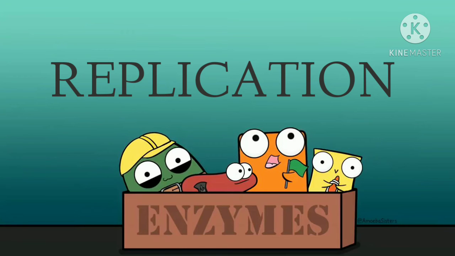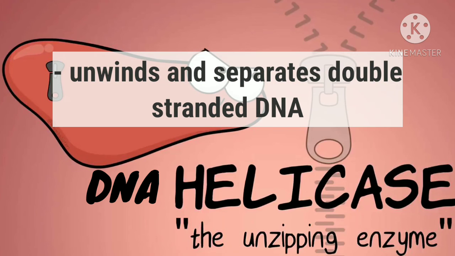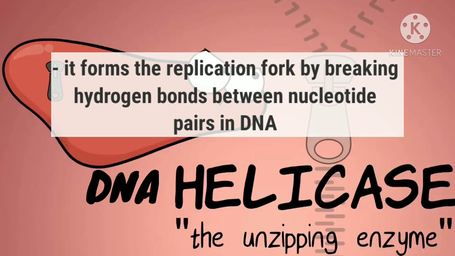Replication enzymes. DNA replication would not occur without enzymes that catalyze various steps in the process. Enzymes that participate in the eukaryotic DNA replication process include DNA helicase. It unwinds and separates double-stranded DNA as it moves along the DNA. It forms the replication fork by breaking hydrogen bonds between nucleotide pairs in DNA.